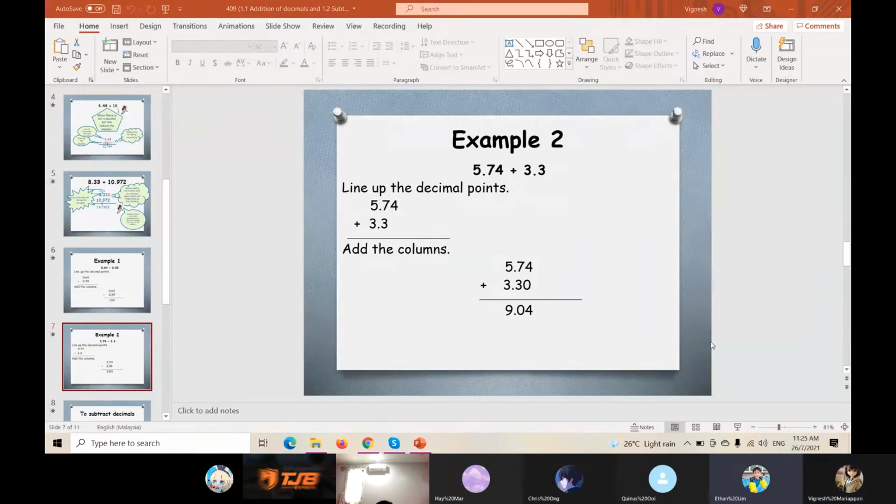4 plus 0 is 4. Example 2. Okay, what you need to do, explain first. You need to line up the first decimal number.